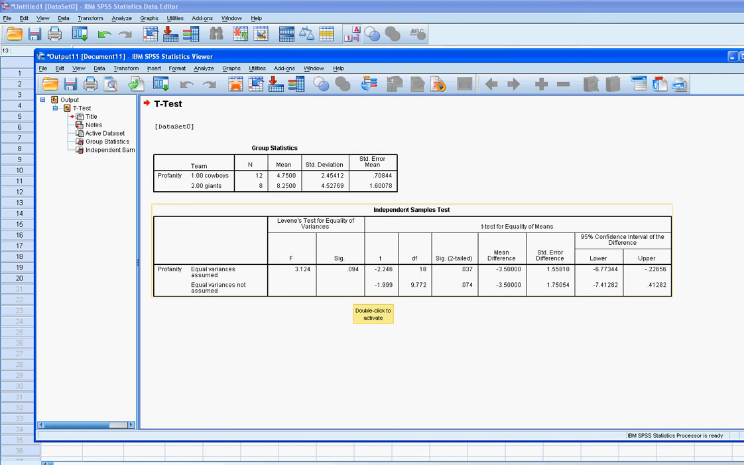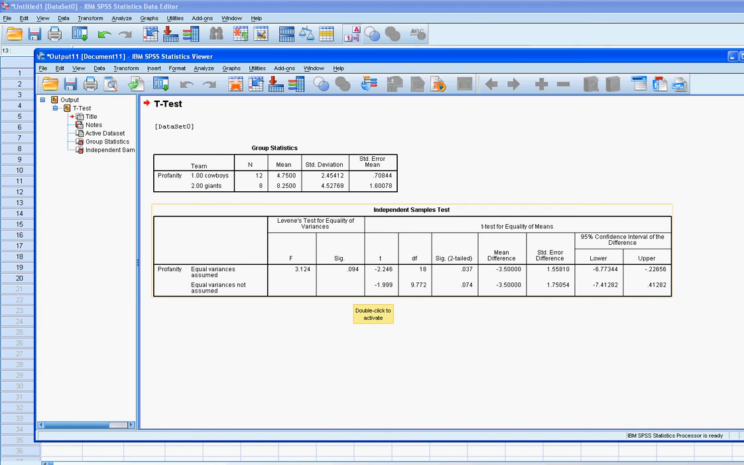The results of the t-test are on the right here. We see our observed t, the degrees of freedom, the significance value, the difference between the means, the standard error of the difference, and the 95% confidence interval of the difference.